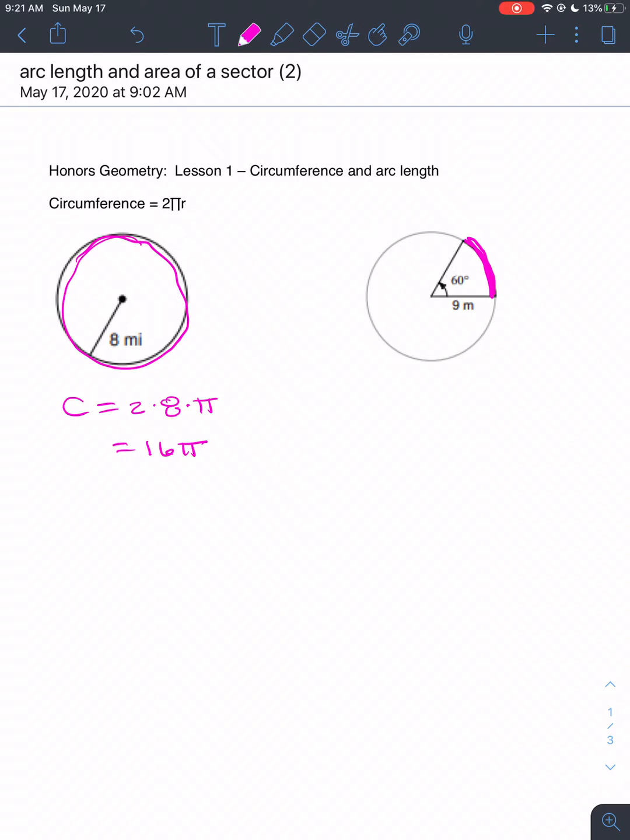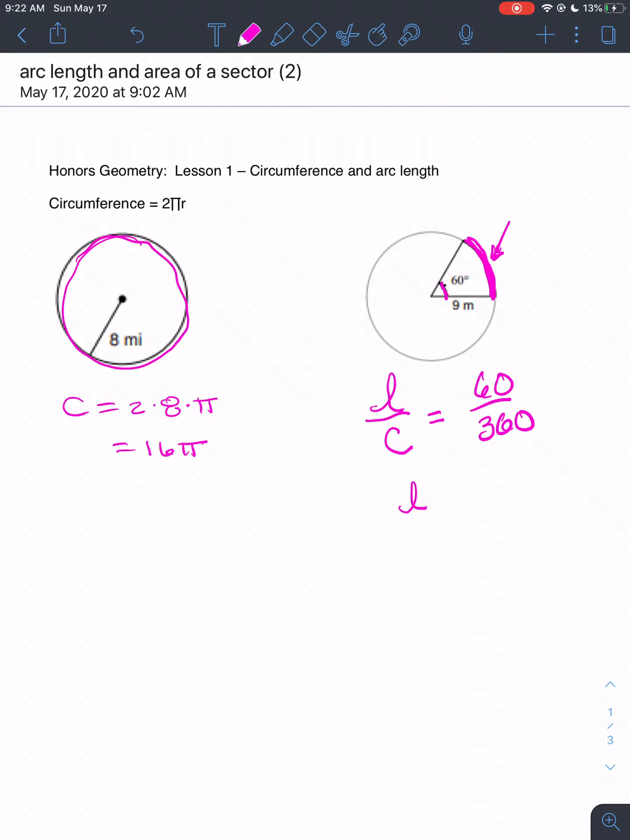In this case, we have this arc length right here. We know it's 60 degrees out of the whole circle. So we're going to just set it up as a proportion. We're going to say the arc length, which is what we're looking for, is to the whole circumference as this measure, which is 60 degrees, is to the whole circle, which is 360.